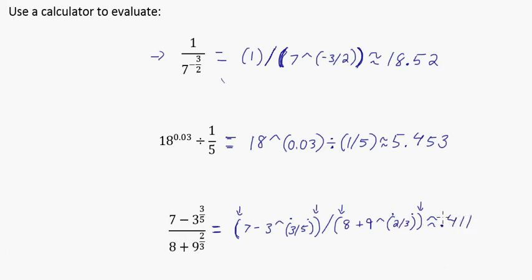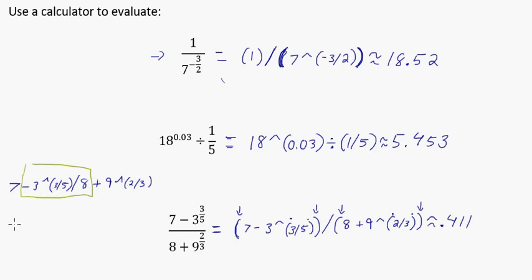Okay, so why are we insisting that the numerator and the denominator be wrapped in parentheses? Well, if you don't wrap the numerator and denominator in the parentheses, so you write this into the calculator, 7 minus 3 raised to the 3/5 divided by 8 plus 9 raised to the 2/3. Your calculator will treat this step right here as your first operation according to the order of operations. It'll take this 3 raised to the 3/5 and divide it by 8. And then you'll do 7 minus this number and then add this number.